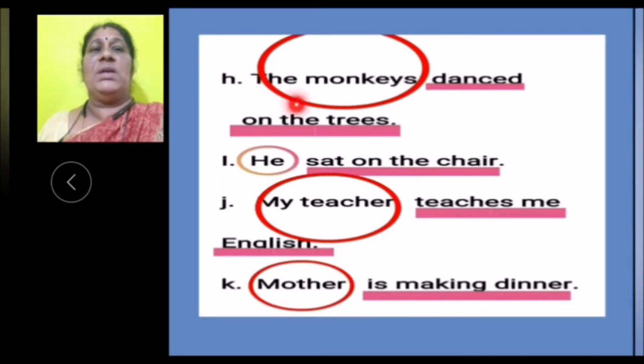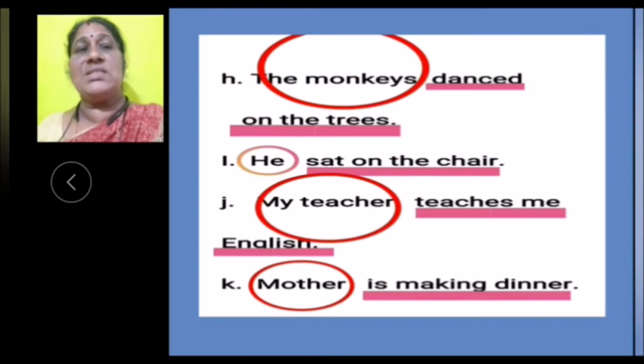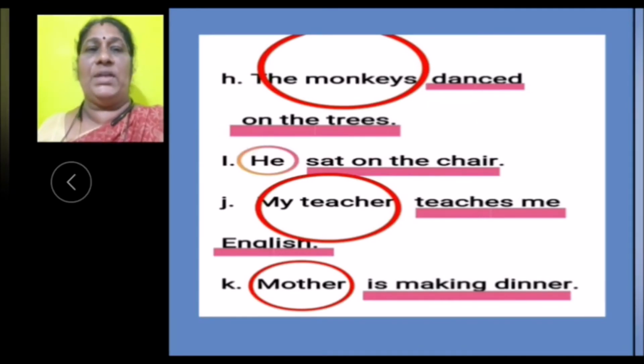H. The monkeys danced on the trees. Who danced on the trees? The monkeys. That is the subject. Danced on the trees is the predicate.